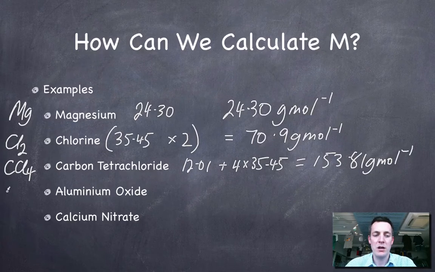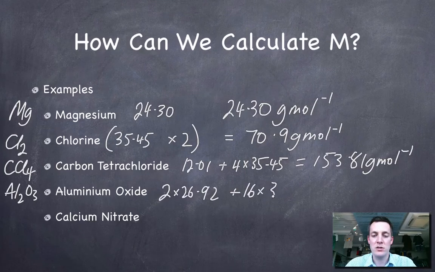Aluminium oxide. I ought to be able to figure out the formula by knowing the charges on the ions. If I can't, I'm going to be stuck with these kinds of questions, so it's really important that we learn how to do this. Anyway, 2 aluminiums, 2 times 26.92, plus 16 times 3 for the oxygens, and altogether that makes 101.84 grams per mole. If you're wondering how many decimal places or significant figures to give these to, remember these are data book values, so we can trust them completely to be what they are.